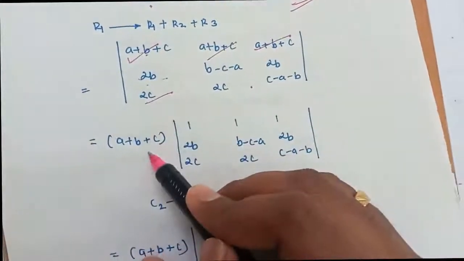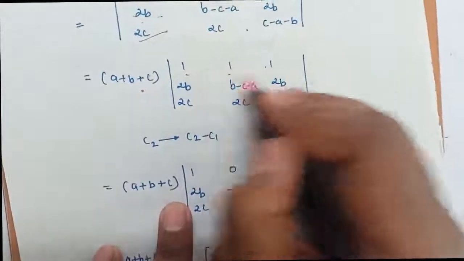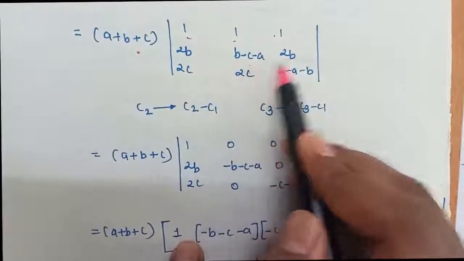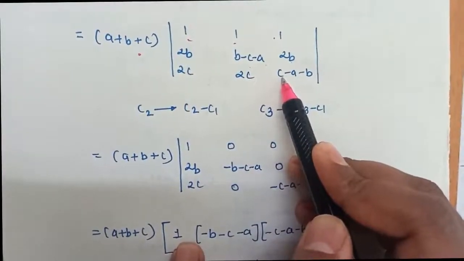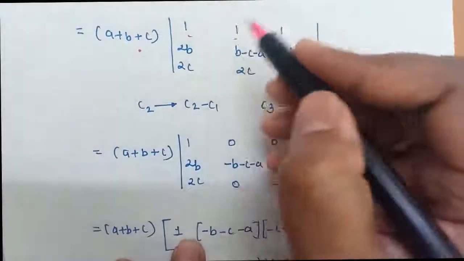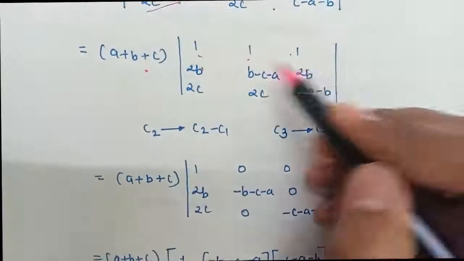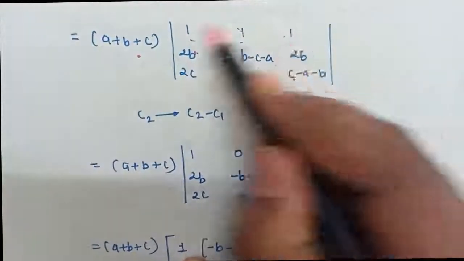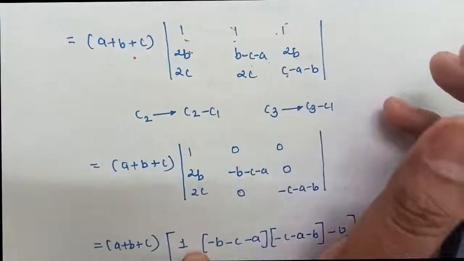So once you take the a plus b plus c out of the determinant, you will get 1, 1, 1. These are the first row elements. Next is 2b, b minus c minus a, 2b as it is, and next also as it is. Next, what we can do is take c2 minus c1, and I can also do c3 minus c1. Why? Because 1 minus 1 will become 0, 1 minus 1 will become 0, and once I get the most number of zeros, I can expand it.